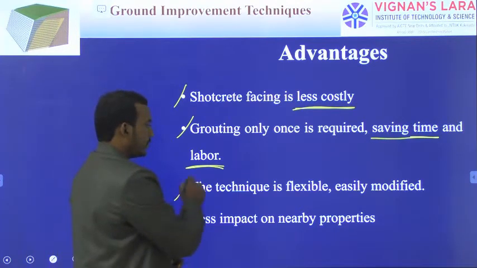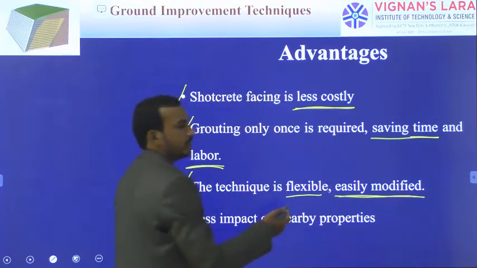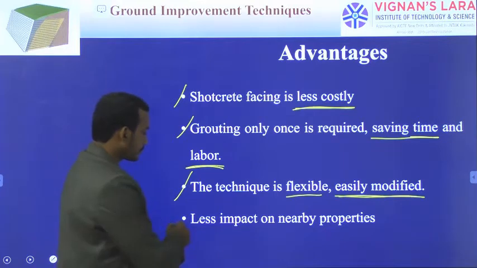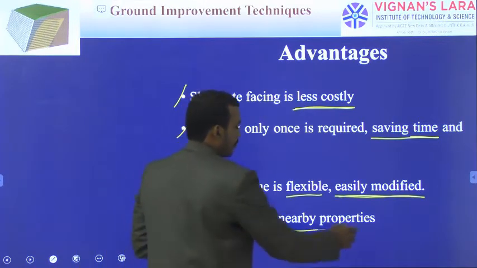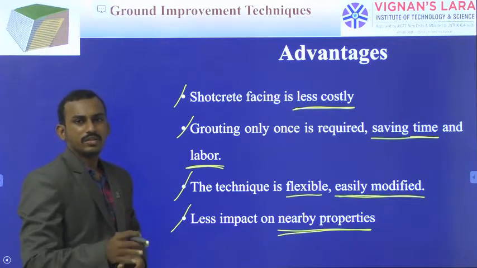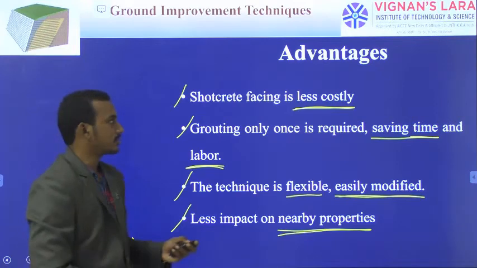Okay. Then the technique is flexible and easily modified. If there are any modifications, then we can easily modify this type of technique. Less impact on nearby properties. That means if there are any tall structures or any bridges there, it has much less effect on the surrounding structures.